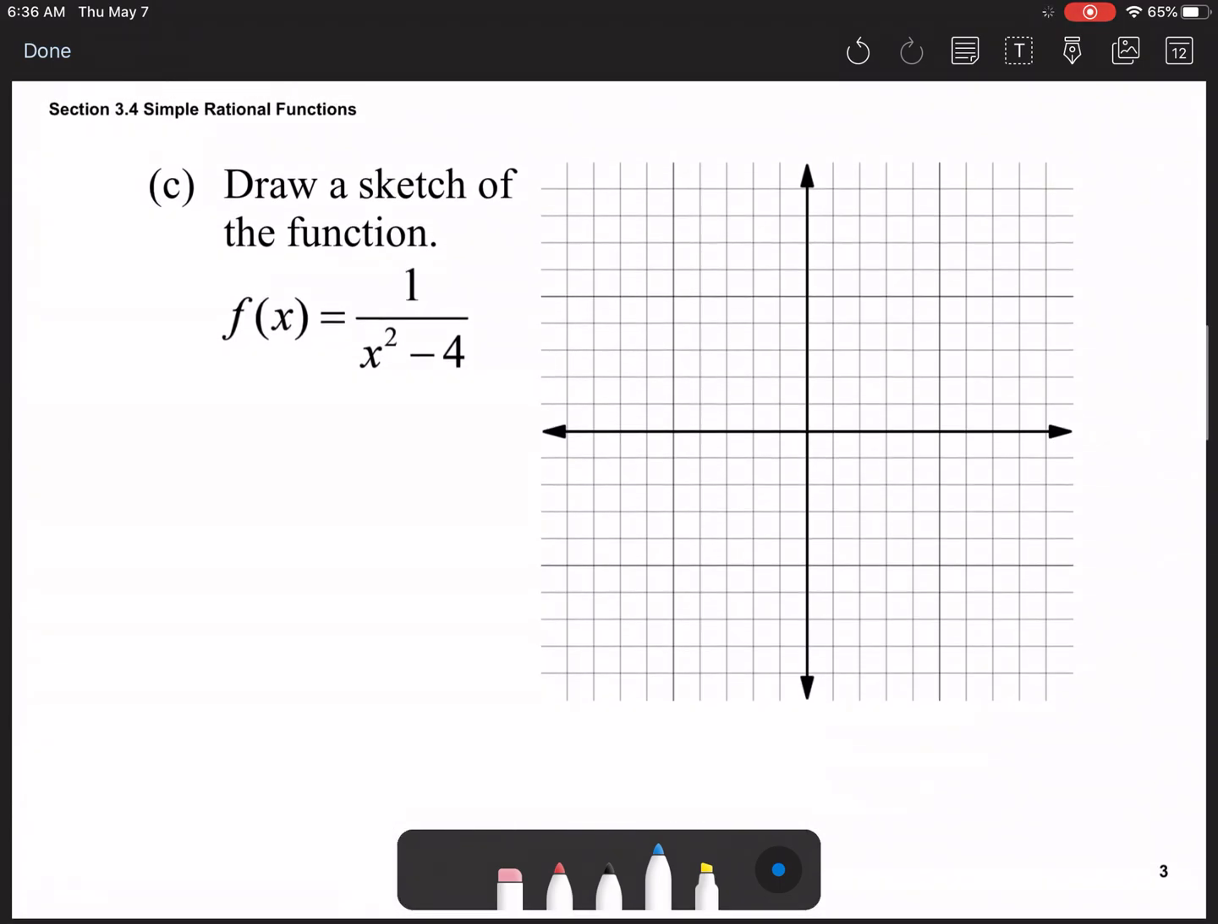Based on this information, we can actually draw a sketch of what this might be. I'm going to say this is where 2 is, and this is where negative 2 is. I'm going to draw my vertical asymptotes right here. I usually use dotted lines for vertical asymptotes, and the horizontal asymptote at y equals 0.